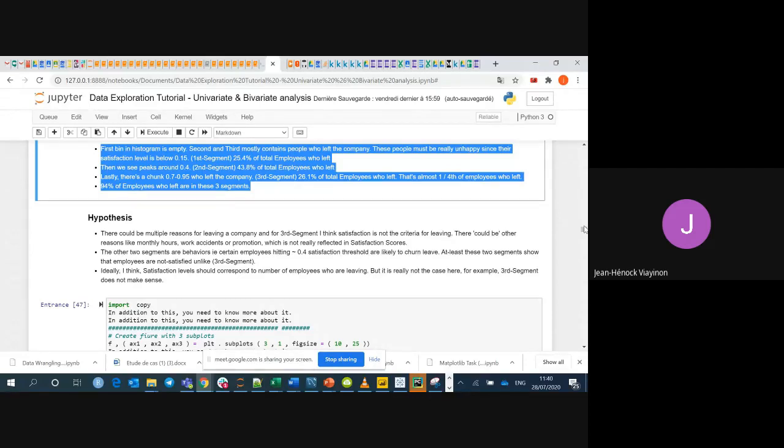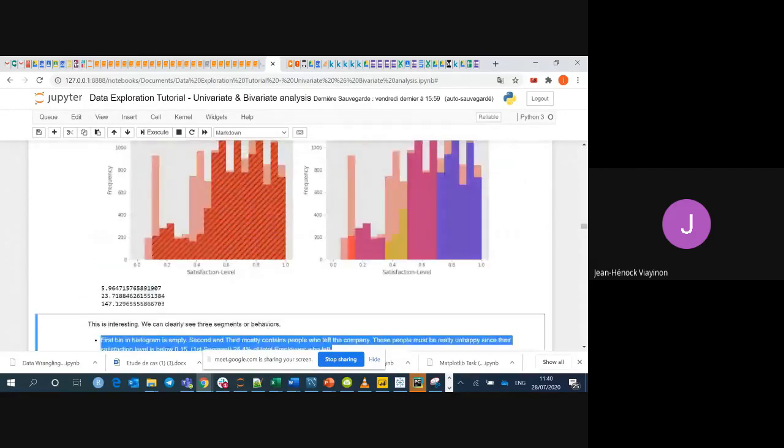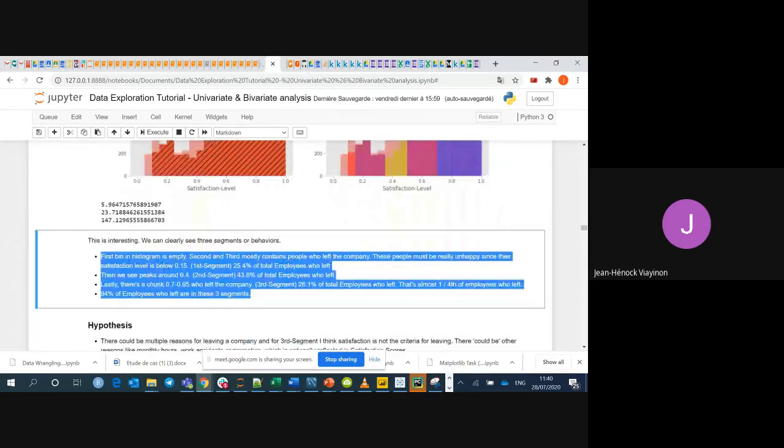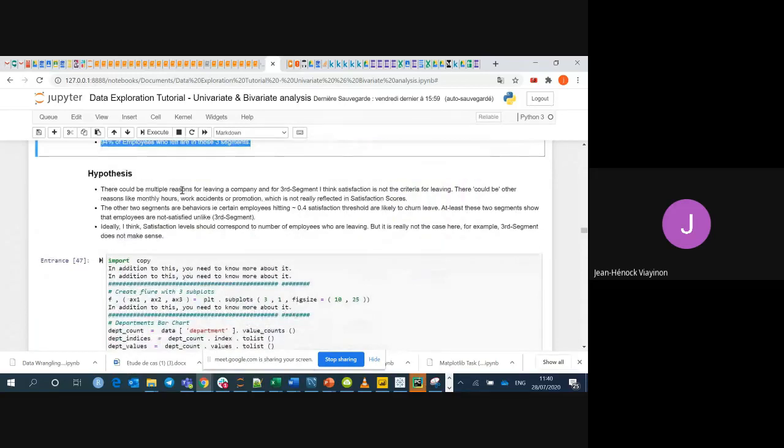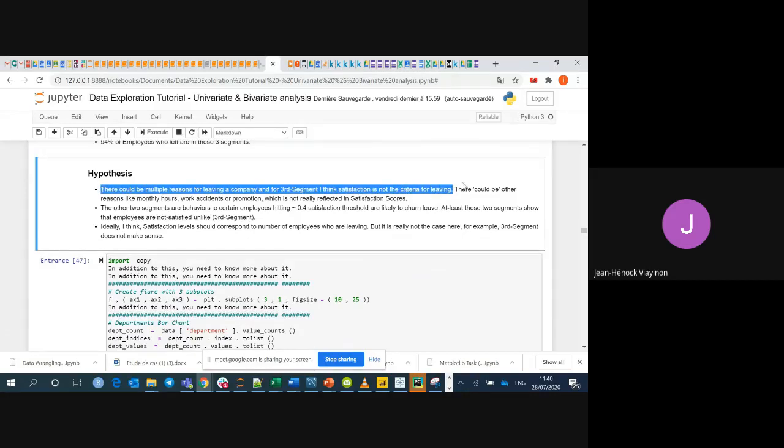So here we are looking at this bivariate exploration, and we are making some hypotheses. There could be multiple reasons for leaving the company. And for the third segment, I think satisfaction is not the criterion for leaving. So this is a hypothesis. If you had this hypothesis, how could you actually test it?